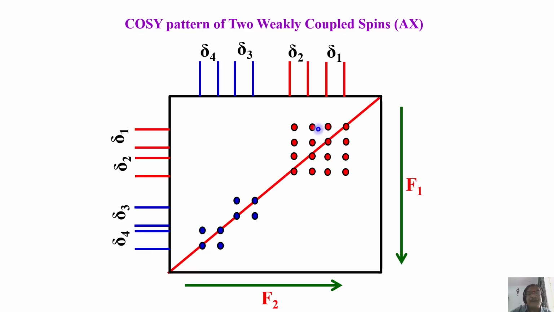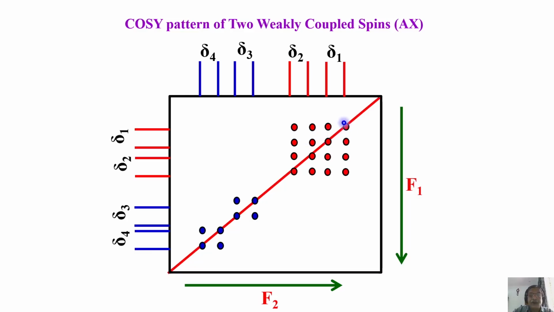To identify the cross peak, all you have to do is sit at the center of this doublet. Come vertically down to the center of this doublet. Go horizontally. You meet the diagonal. Again go vertically up. Complete the square. You form a beautiful square because cross peaks in the COSY are symmetric with respect to the diagonal.